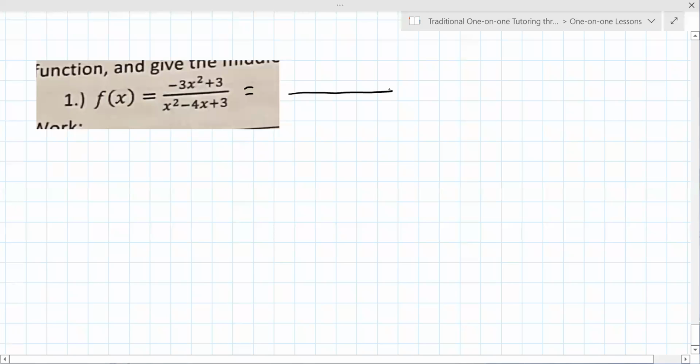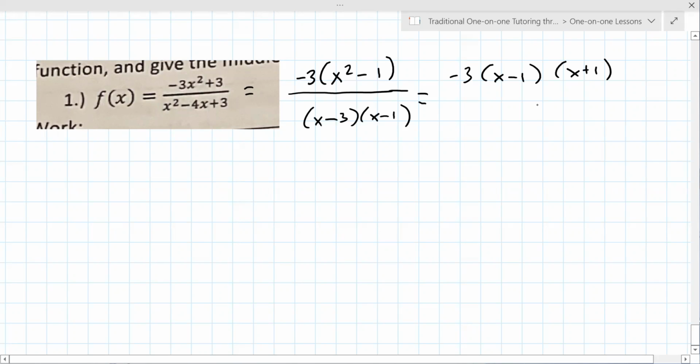First thing you want to do is factor. And this is where prerequisite skills really matter here. You can factor a -3 out of the numerator. It looks like you did that actually nicely in the work there. X minus 1, X plus 1, and then the bottom, yeah, it's X minus 3, X minus 1. I'm just going to reorder it. Okay.